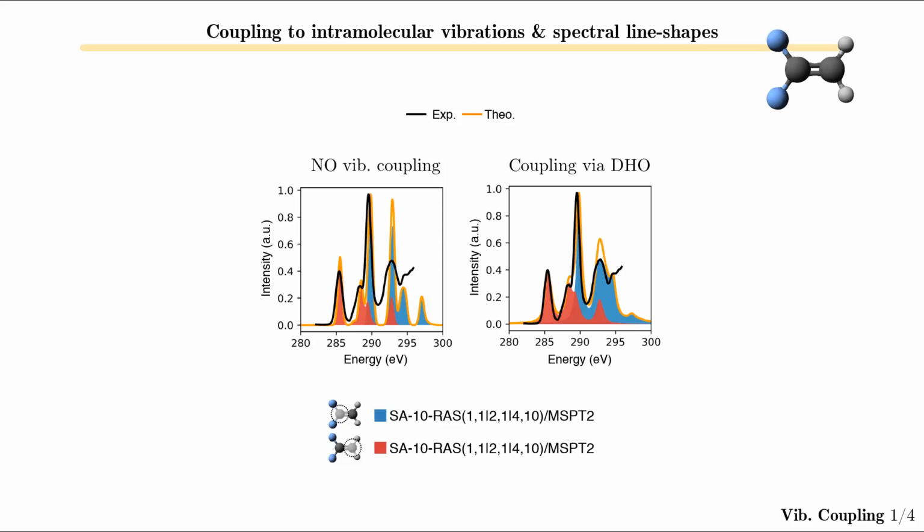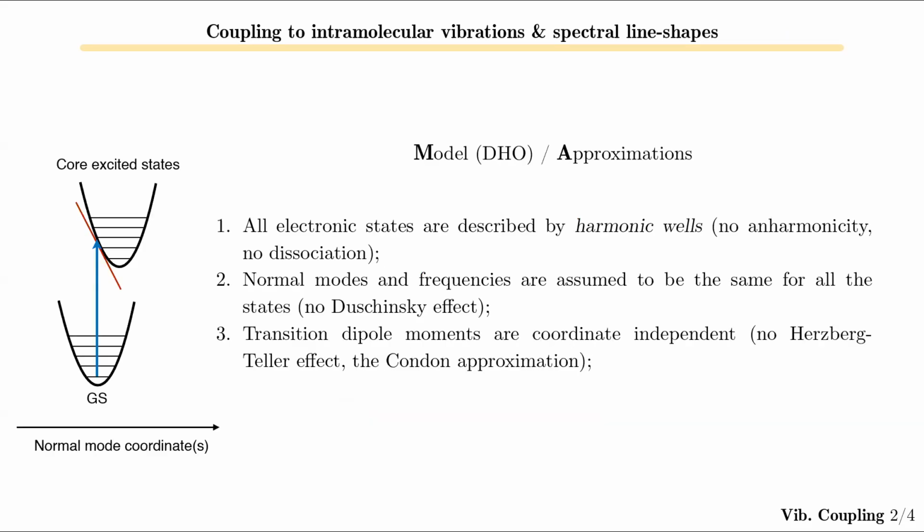And we use a simple model for including the coupling to vibration, which is the displaced harmonic oscillator, or the vertical gradient approach. Substantially, we only compute the normal modes for the ground state. We compute the excited state gradient for all the states of interest. And the excited state gradients tell us how much displaced is the excited state well with respect to the ground state well. This is within certain approximation. We are assuming harmonic wells. We are assuming that the same set of frequencies and normal modes that we computed for the ground state is okay for all the states. And we are also assuming in our calculations that the transition dipole moments do not depend on the coordinates.